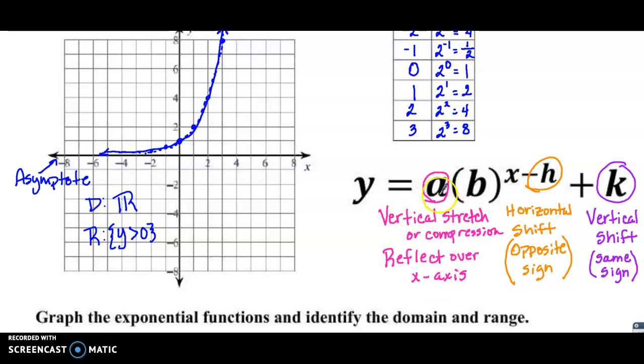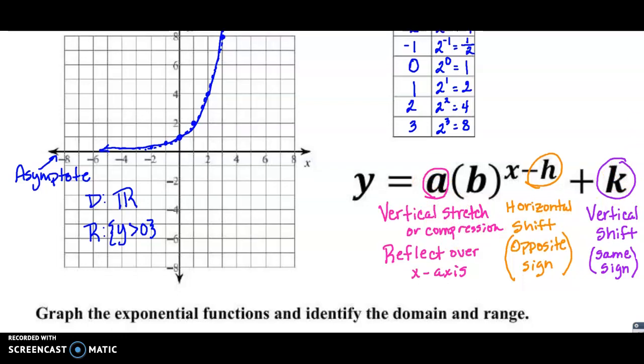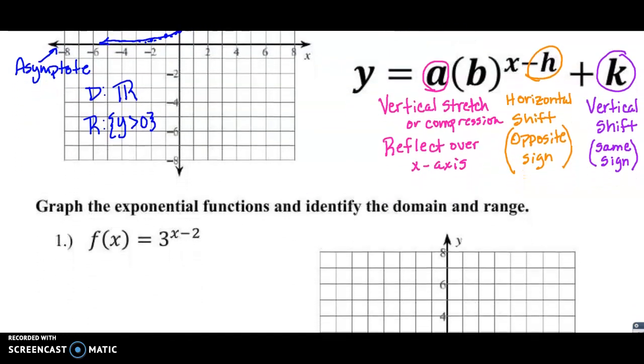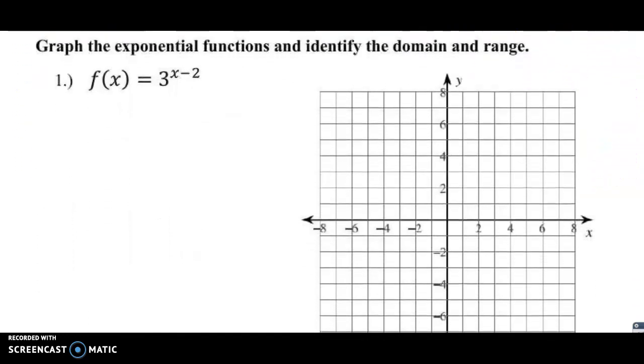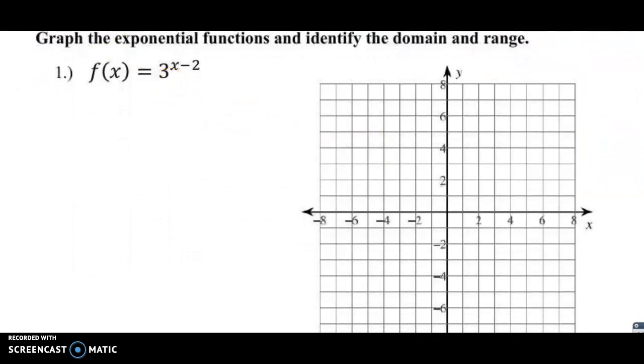Don't worry about the stretch and compression because it's a negative. That doesn't tell you which one of those it is. All the negative tells you is flip over the x-axis. Okay? So let's do a couple of examples. I'm going to go kind of quickly so that I can get through all of them.